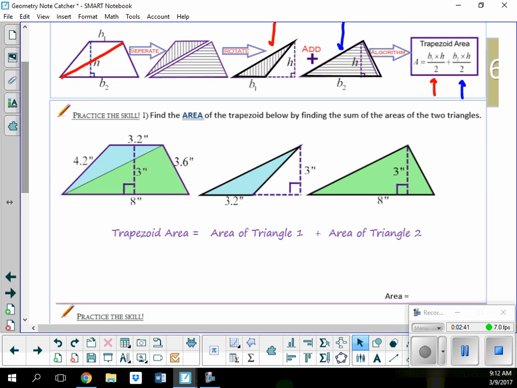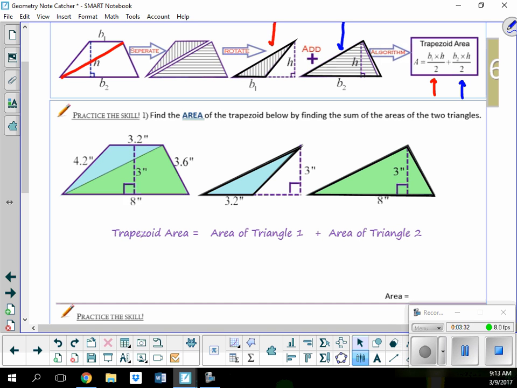All right. So we are going to find the area of the trapezoid by finding the sum of the areas of two triangles. So we can see in this trapezoid that we've split it up into a blue triangle and into a green triangle. So our blue triangle is right here. And our green triangle is right here. So we split our trapezoid up into two triangles, and now we're going to find the area of each of those and then add those areas together. So let's start by looking at our blue triangle.